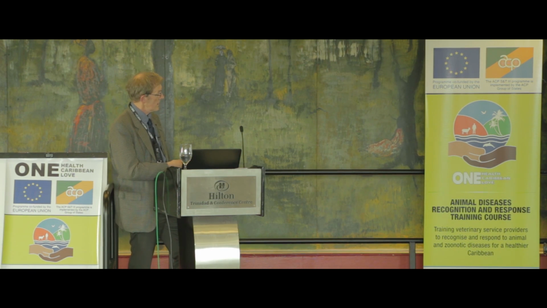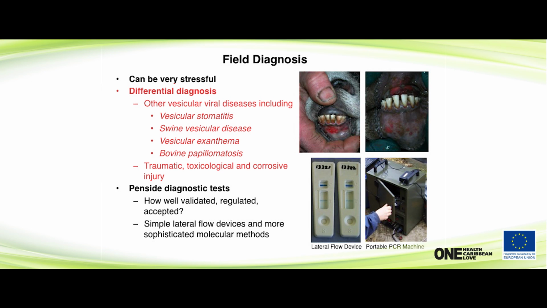So the differential diagnosis you have to consider is other vesicular viral diseases, and we've already mentioned vesicular stomatitis, swine vesicular disease, vesicular exanthema, bovine papillomatosis. There are others such as IBR, certain presentations of BVD. But a very important differential is this one, because traumatic cases, particularly in the mouth, are very easy to mistake for foot and mouth disease, also toxicological and corrosive injuries.